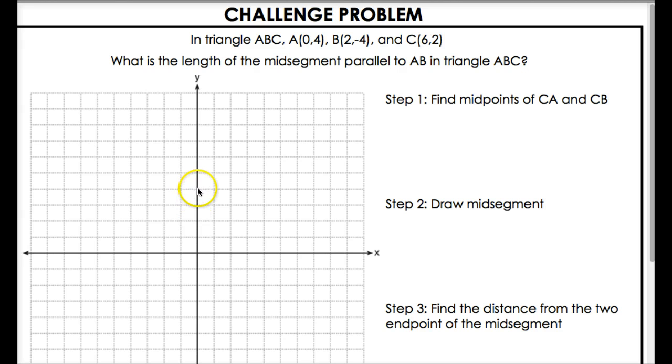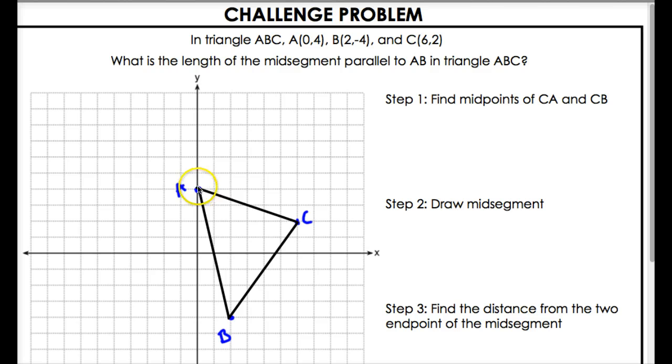So A is 0, 4. That's right here, and that's our A. B is 2, negative 4, which is right over here. And C is going to be 6, 1, 2, 3, 4, 5, 6, 2. All right, now you guys should grab out your protractors. Let's draw out this triangle, connect the sides. Connecting, connecting, connecting. Beautiful. A, B, and C.